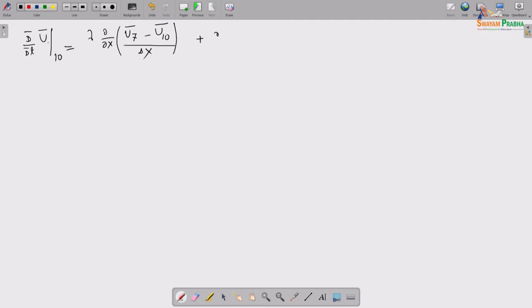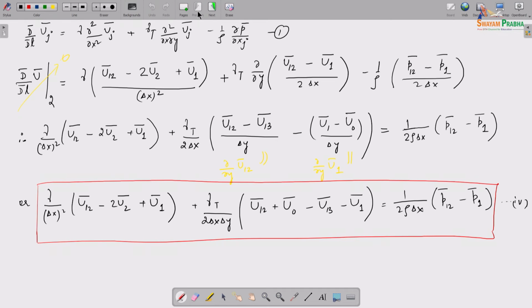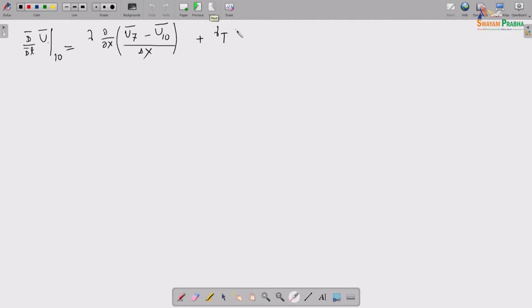Then plus nu t, right. So essentially we have the next term is this. Let's first calculate the first order derivative in the y direction at 10. Here I can use a central difference scheme, no issues. So that's going to be u11 minus u9 by 2 delta y.